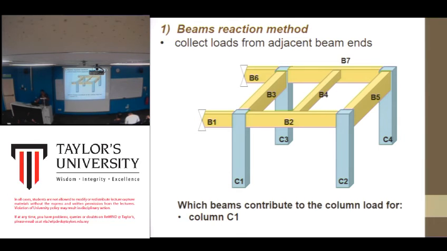Okay, which beam contributes to the column load for column C1? Already mentioned just now. Basically the reaction force at this point from beam B2, and reaction force from B1, and reaction force from B3. For this column, it only comes from B5 and B2. But you need to calculate the reaction force for all the beams.